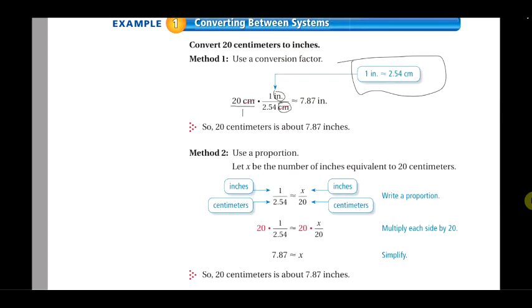Why would they do that? Well, if you have centimeters over centimeters like they have here, they cancel each other out, and what are you left with? Inches. So all you need to do in these problems, once you get your conversion factor set up with the label you want to cancel on the bottom, is the straight math. What they did here was 20 centimeters divided by 2.54 centimeters, and that gives you 7.87.